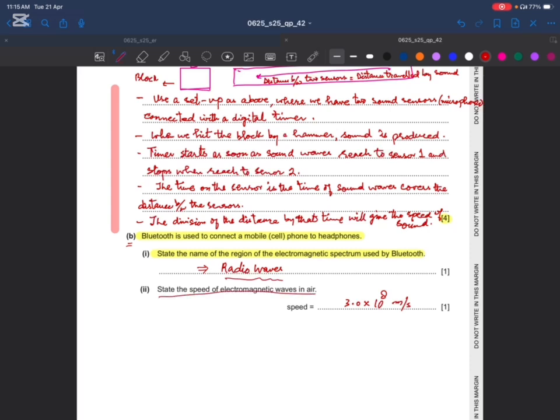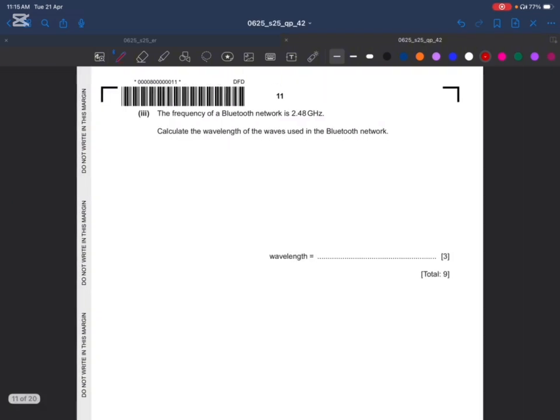State the speed of electromagnetic waves. Here you have to remember this fact that the speed of electromagnetic waves in air is always constant, and this is 3.0 × 10^8 meters per second for each and every part of the electromagnetic spectrum. Whether you are talking about radio waves or gamma rays or visible radiation, the velocity will remain the same. So simply you can get 1 mark.